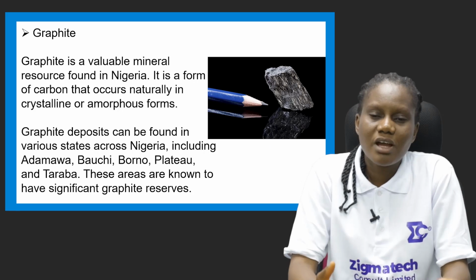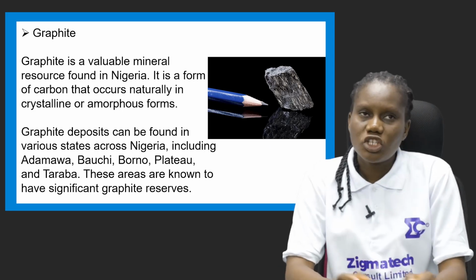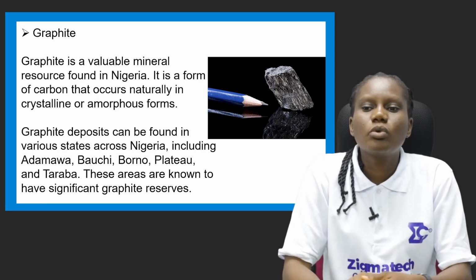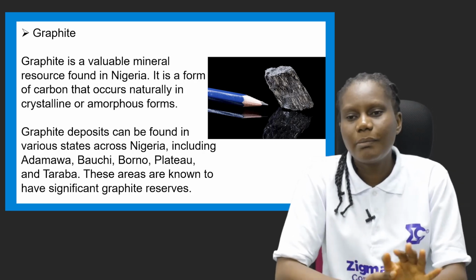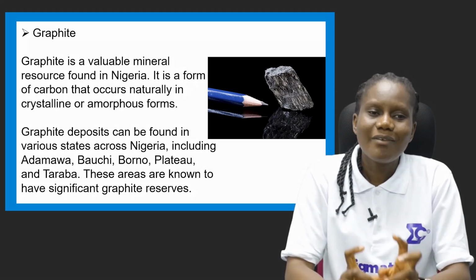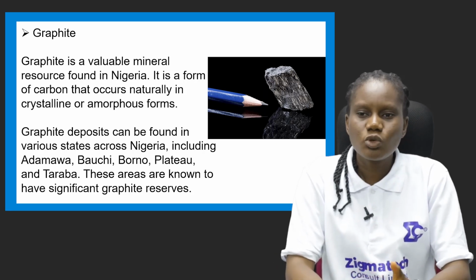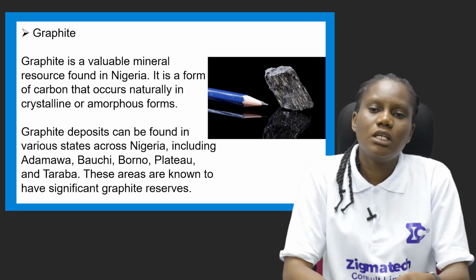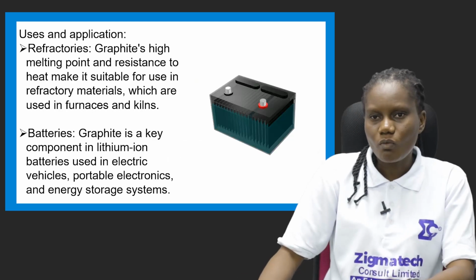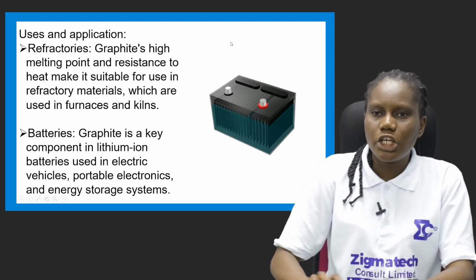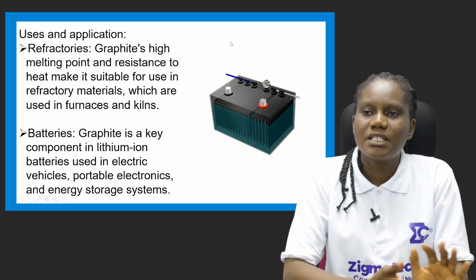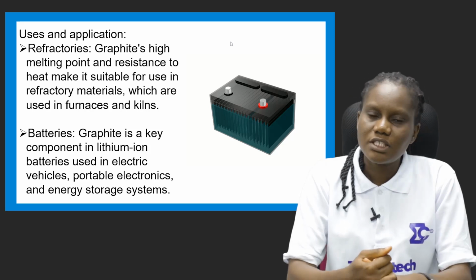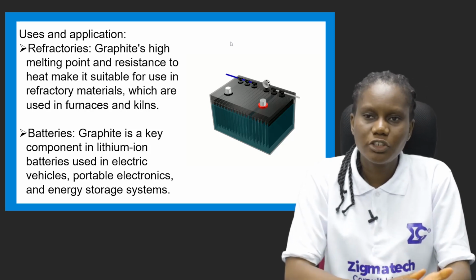So graphite deposits can be found in various states across Nigeria, such as Adamawa. You can find graphite in Adamawa, in Bauchi, in Borno, in Plateau, and in Taraba state. These areas are known to have significant graphite reserves. So the reserves there are much more than any other place in Nigeria. So what are the uses and application of graphite? Number one is in refractories.